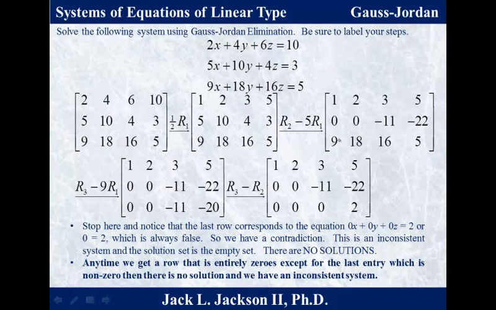Get a 0 below there. Negative 9 times row 1 plus row 3. So you leave row 1 and 2 alone. Negative 9 times 1 is negative 9 plus 9 is 0. Negative 9 times 2 is negative 18 plus 18 is 0. Negative 9 times 3 is negative 27 plus 16 is negative 11. Negative 9 times 5 is negative 45 plus 5 is negative 40.